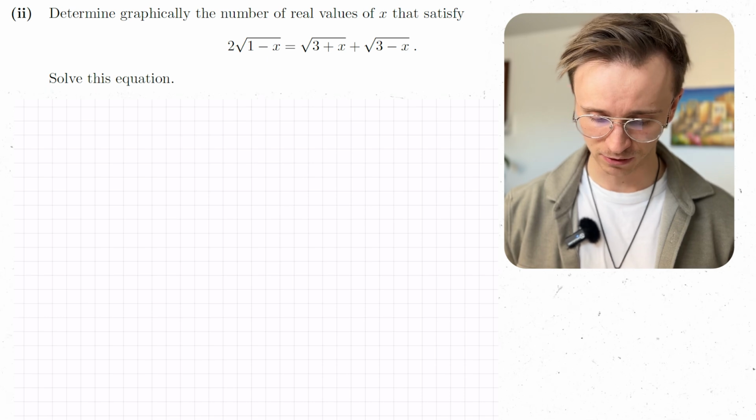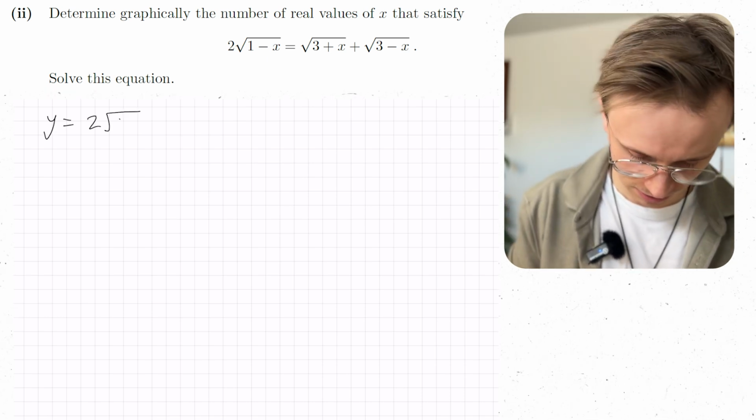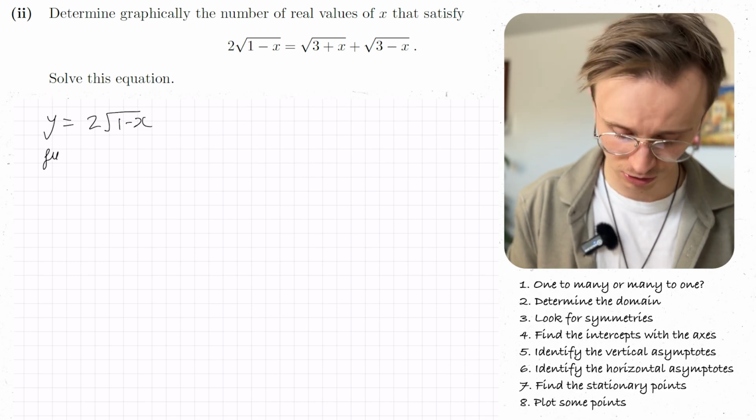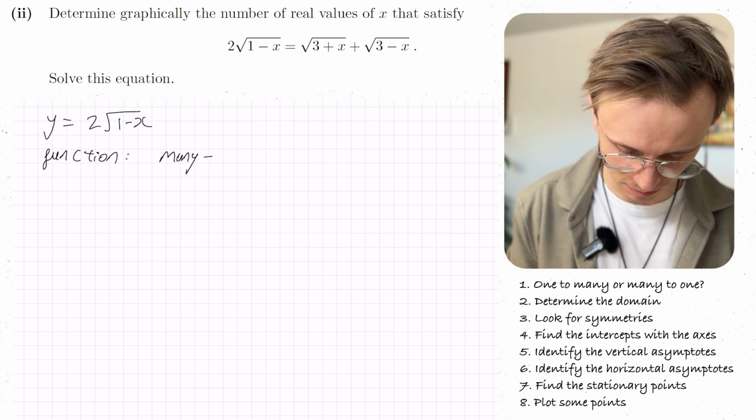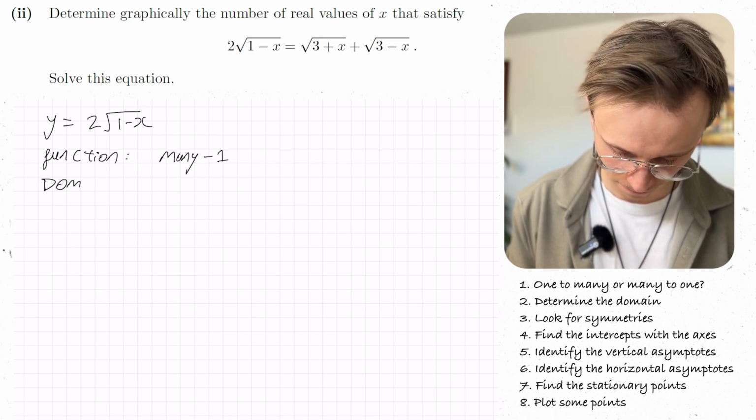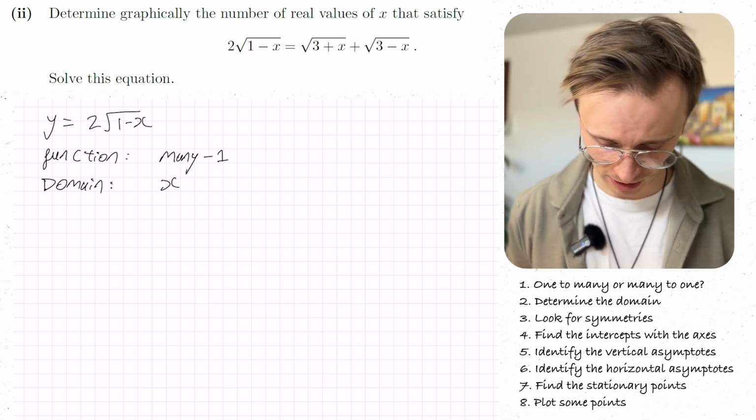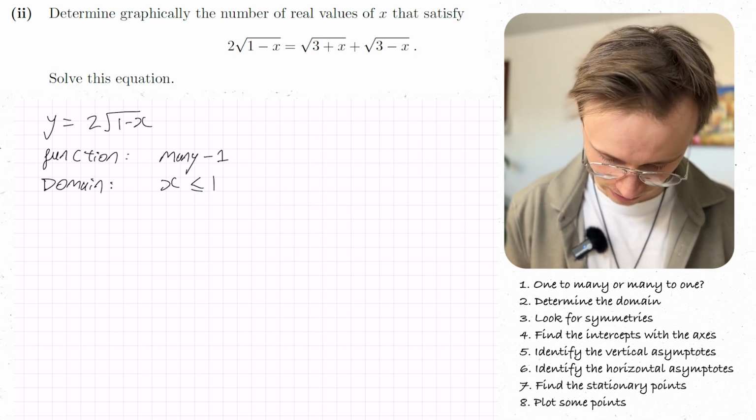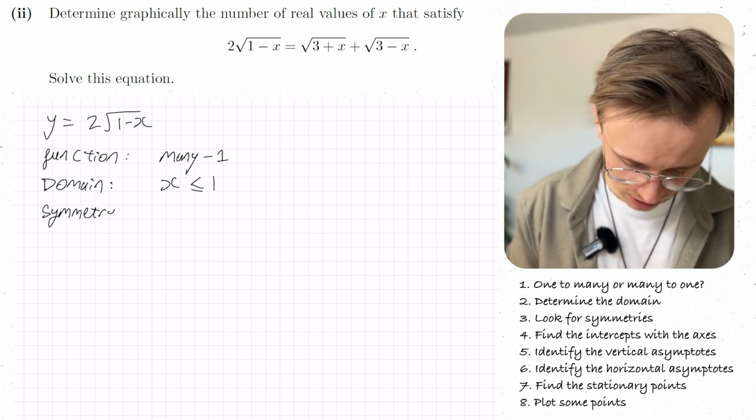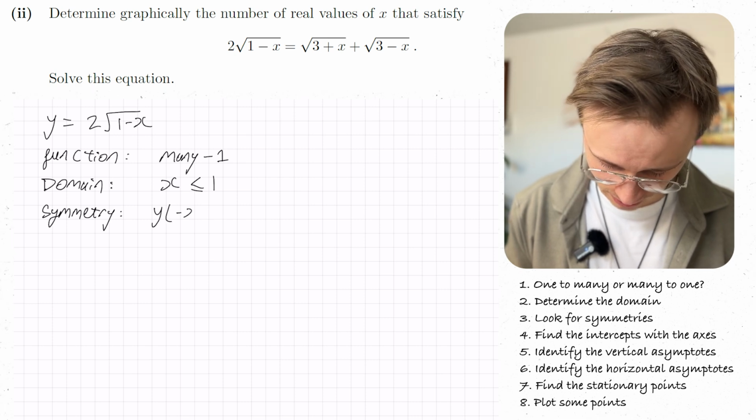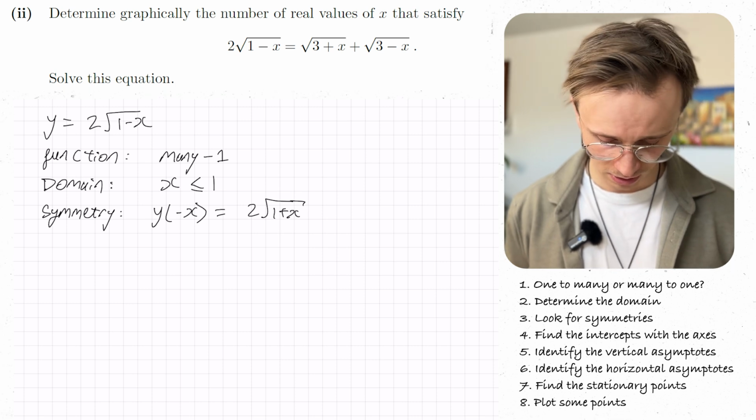And then I need to do the same for the second drawing, which is y equals 2 root 1 minus x. So, function, same as before, many to 1. Domain, where it's more open this time, I just need x less than or equal to 1. Symmetry, where y of minus x equals 2 root 1 plus x, so no real symmetries there.